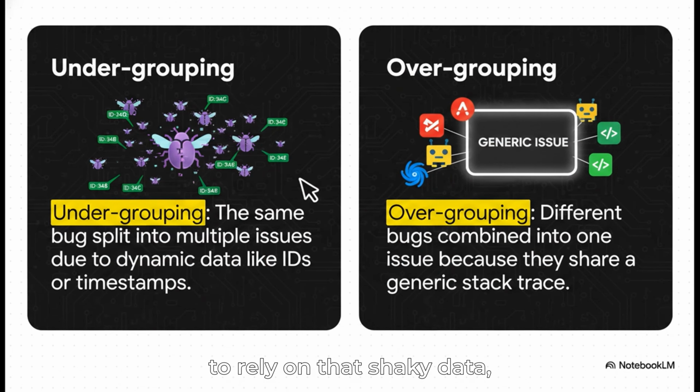And when Sentry is forced to rely on that shaky data, things go wrong in 2 classic ways. First, you get undergrouping, which is just way too many issues. This is what happens when those dynamic error messages with unique IDs make Sentry think every error is a brand new bug. But on the flip side, you can get overgrouping, where totally different bugs get smashed together because they share a generic stack trace, maybe from a central API gateway or something.